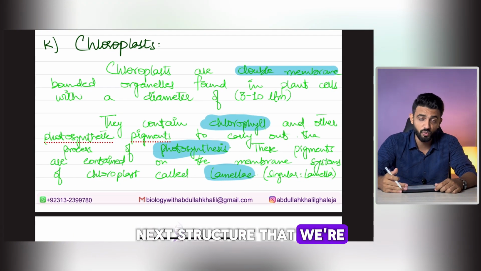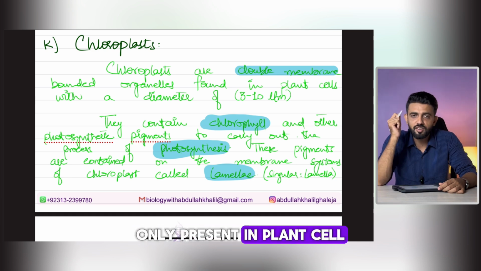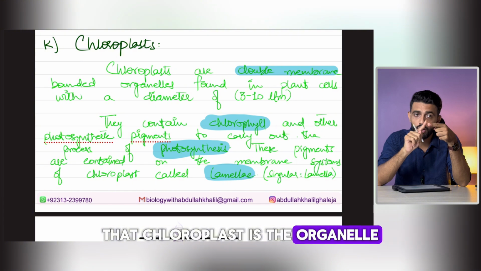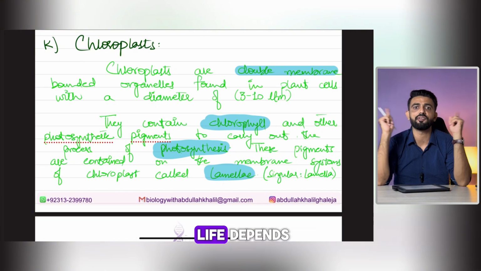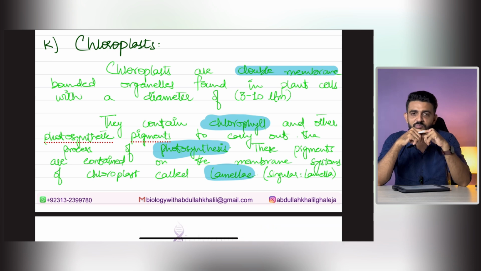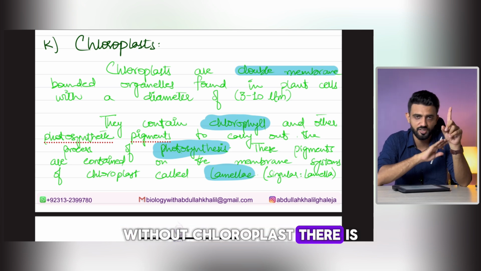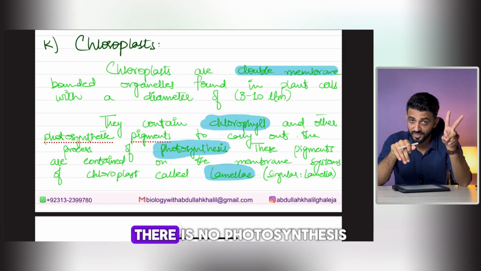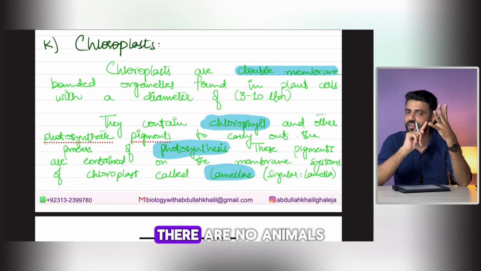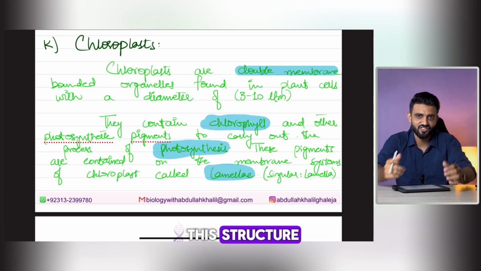Next structure that we are going to study is logically chloroplast, only present in plant cell, and I can say that chloroplast is the organelle on which the entire life depends. The life on earth depends on this structure, because chloroplast is essential for photosynthesis. Without chloroplast, there is no photosynthesis. There is no photosynthesis, there are no plants. And if there are no plants, there are no animals. So all the life on earth depends on this structure.